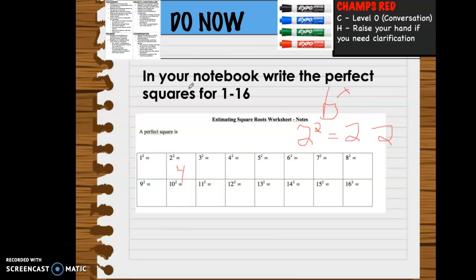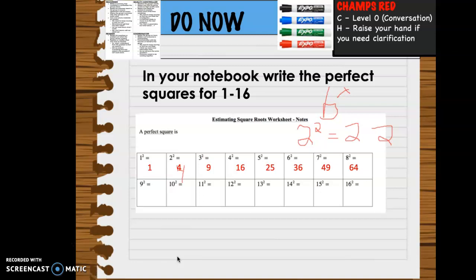All right, let's go ahead and check with the first row and see if you got that correct. 1 squared is 1. As we covered, 2 squared is 4. 3 squared is 9 because 3 times 3. 4 squared is 16, 4 times 4. And now I'm going to just go over these quickly. 5 squared is 25. 6 squared is 36. 7 squared is 49. And 8 squared is 64.